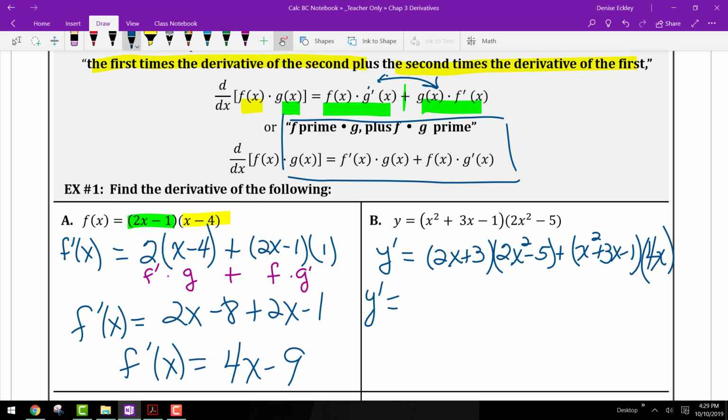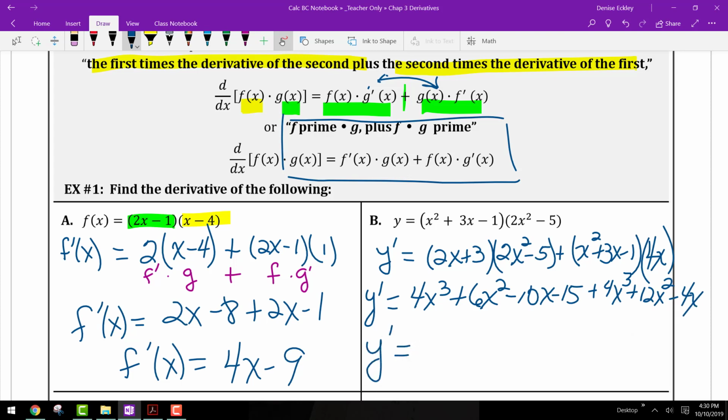Then we're going to multiply everything together. The first two binomials multiplied together give us 4x to the third plus 6x squared minus 10x minus 15, and the second multiplication gives us 4x to the third plus 12x squared minus 4x. Putting all our like terms together, we get 8x to the third plus 18x squared minus 14x minus 15.